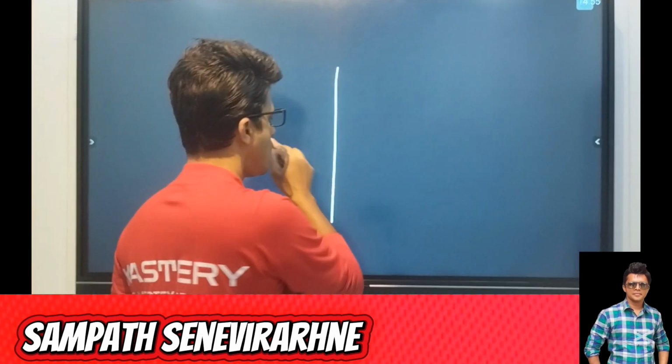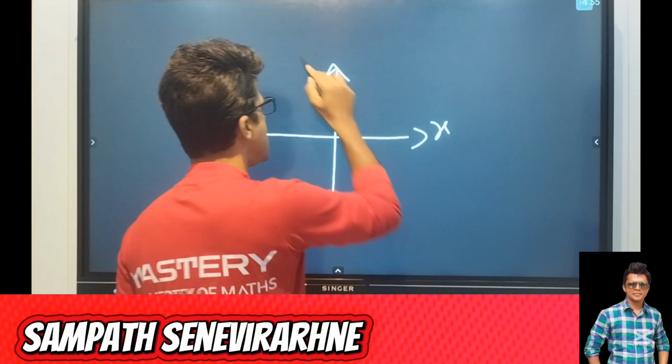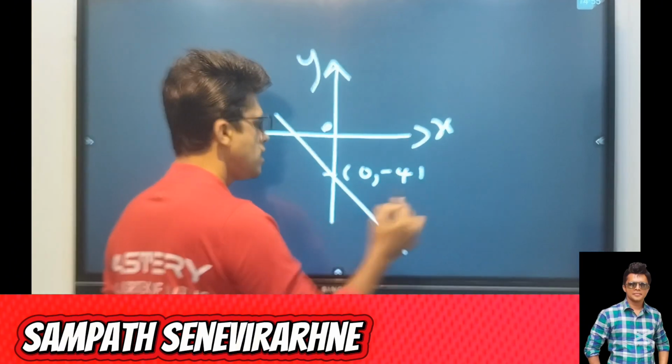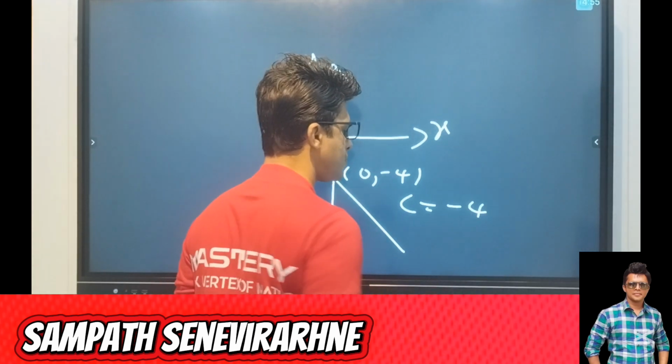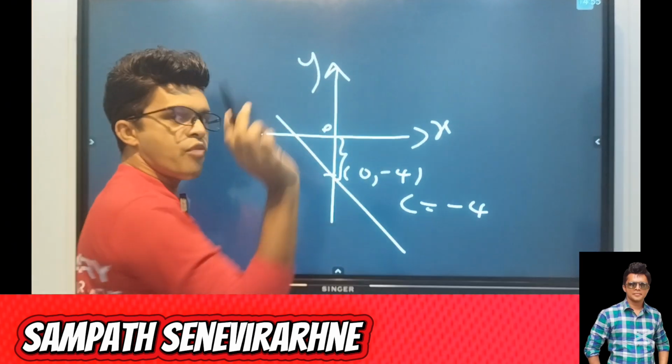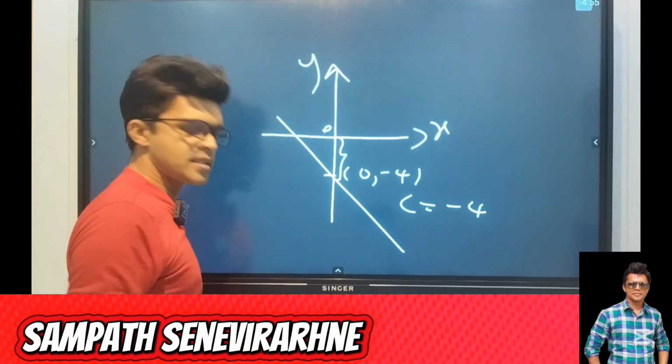When it comes to this type of one, then what is the value of c here? C means the distance from here to here. If this is 0, minus 4, the value of c here is minus 4. Okay, so distance from here to here. Don't forget this is taken along the y-axis.